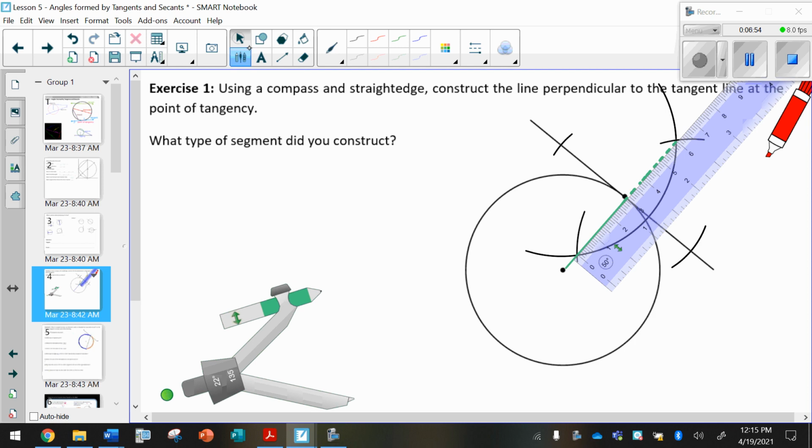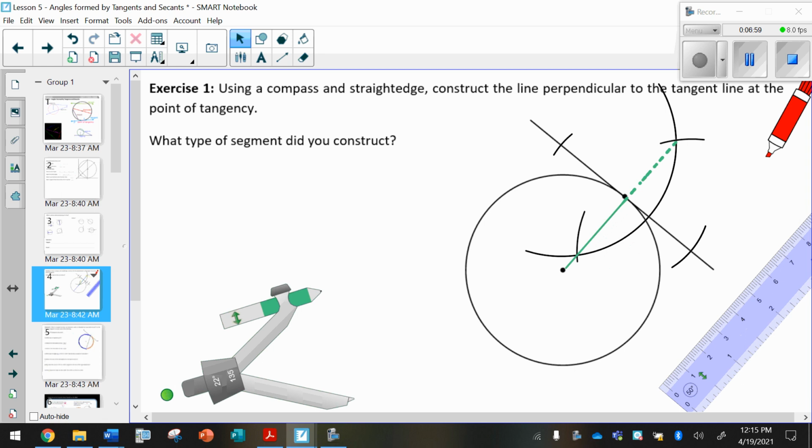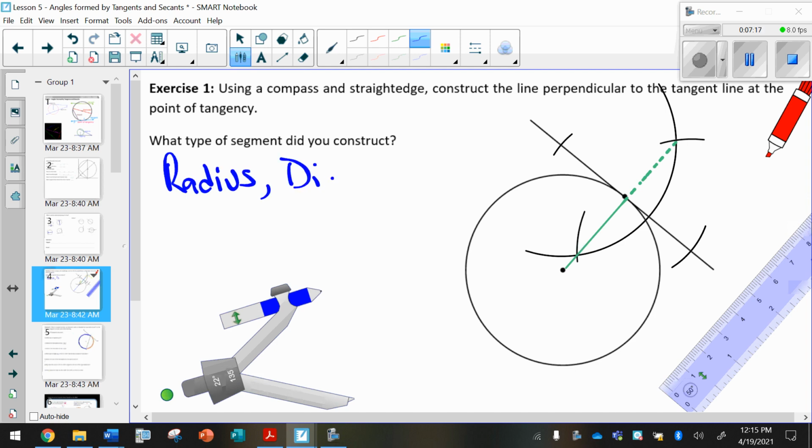So as I was saying on the previous page, a radius drawn to the point of tangency will be perpendicular to the tangent line. So what kind of segment did we create? Well, we just created a radius, or a diameter if I draw it all the way across the circle. So this kind of shows that a diameter will be perpendicular to the tangent line at the point of tangency. And there's our construction for it.